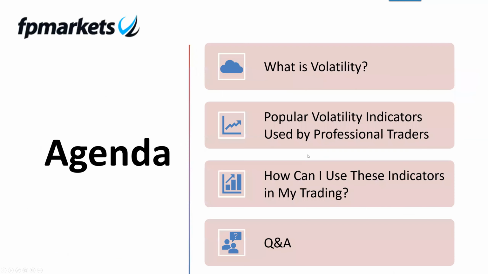So the agenda for this evening is, of course, volatility. The first port of call will be defining what volatility refers to. What does volatility mean, basically? We'll then look at popular volatility indicators that are used by both professional and independent retail traders. And then we'll look at how we can use those indicators in our trading. And as I said already, there will be a Q&A session at the end of this presentation.